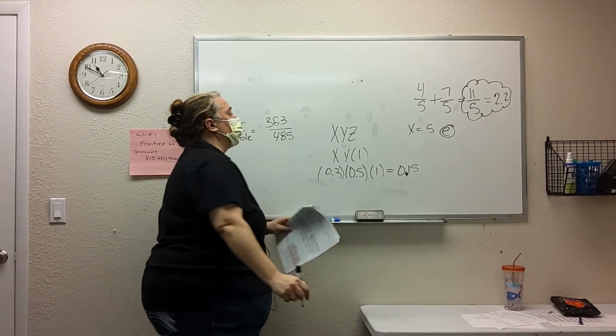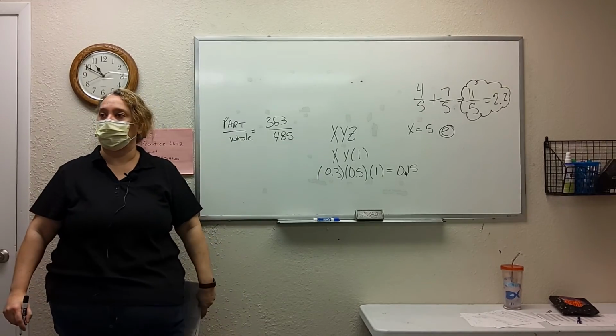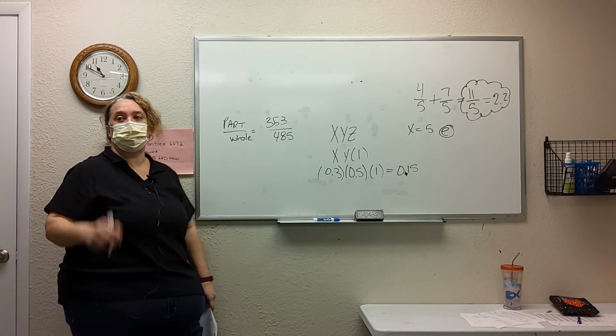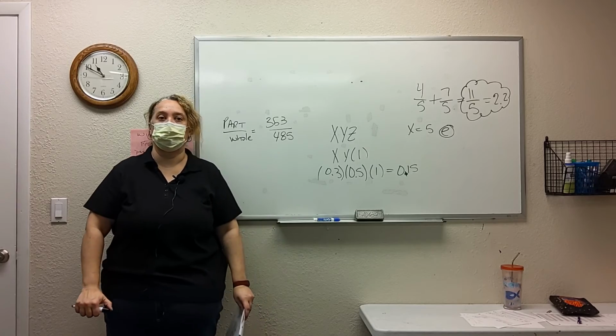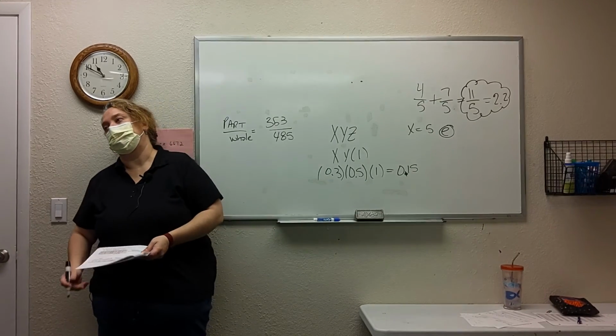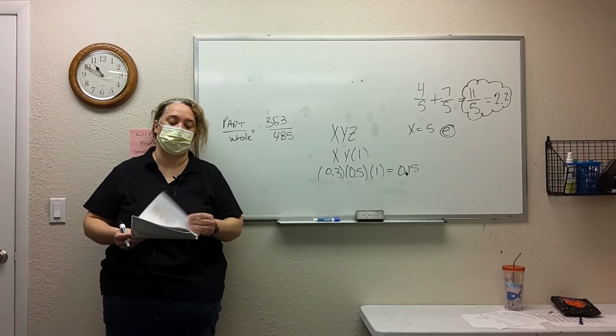Is that bigger or smaller than X, which is 0.3? It's smaller, which means it has to be to the left of X. What's the only letter to the left of X? A. Your answer must be A. Which goes back to the fact that when you multiply fractions, it gets smaller.